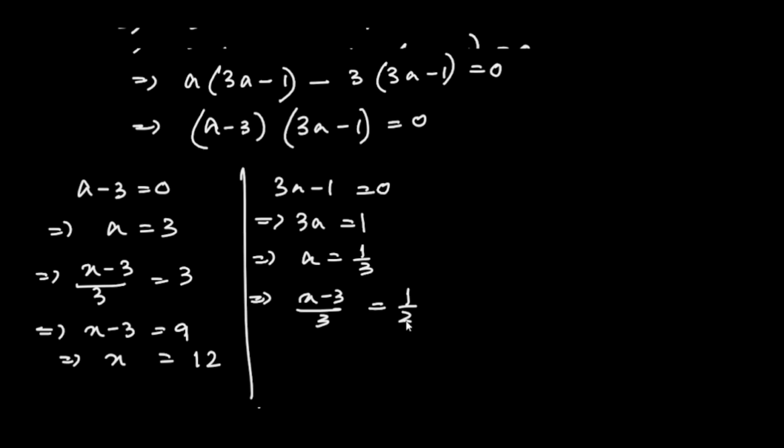Okay. Next one. Next one is question number 8. So here in question number 8 we are having (x plus 1) by (x minus 1) plus (x minus 1) by (x plus 1), that is equals to 2 whole 16 by 65.